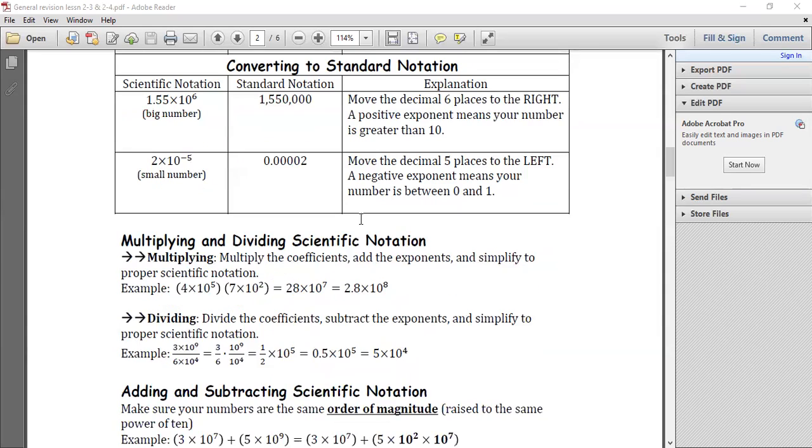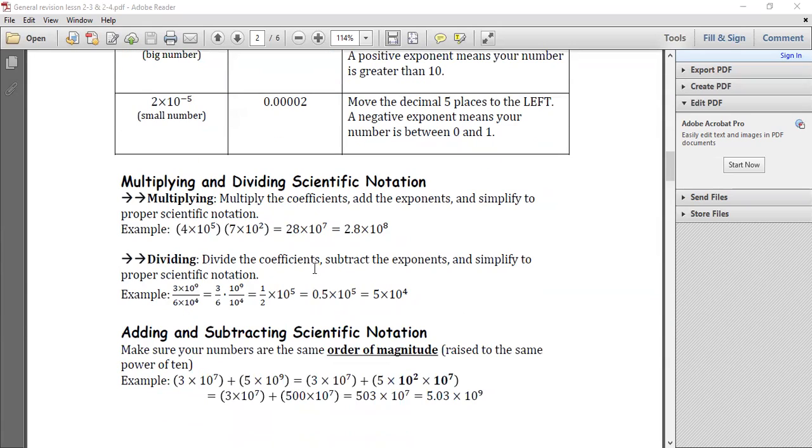Yes. Okay. And if we move to divide, divide the coefficients, subtract the exponents, and simplify the power. Then 3 times 10 to the power of 9 divided by 6 times 10 to the power of 4.